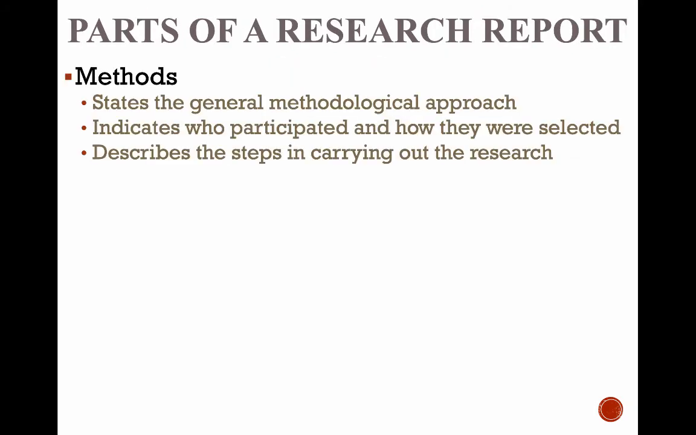Okay, so some more parts of a research report. You got your methods section. This states the general methodological approach and its principal design features. So this is basically where you're going to lay out who's your sample, who's your population, why you picked them, how well does it represent, right? What kind of approach are you taking? What kind of steps are you doing to collect the data, to analyze the data? All that real fun stuff, right?